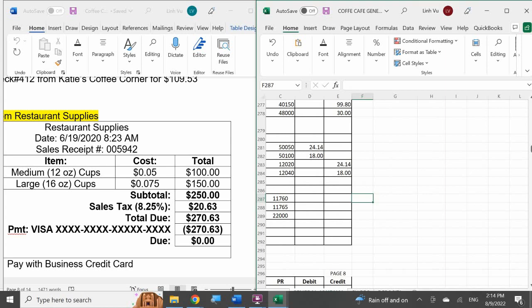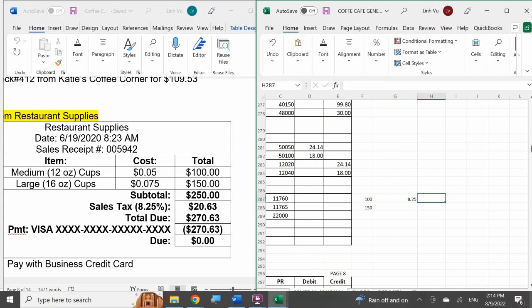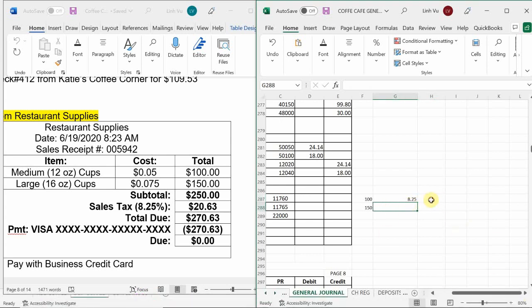What do I do with the tax? So you multiply each subtotal by 8.25%. Okay, good. So $100 and 150, right? So you got $8.25. Yeah. So the total is $108.25.